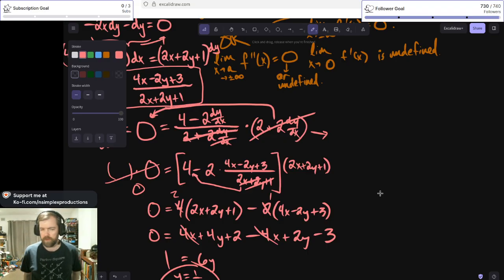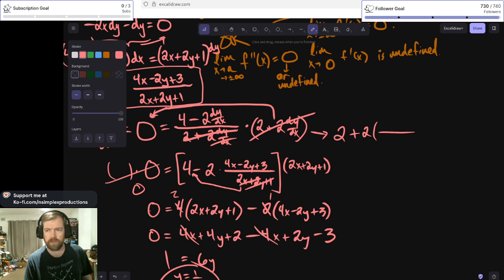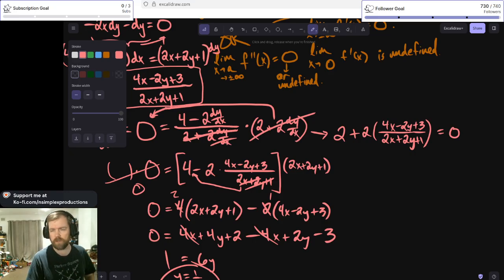Righto. Welcome back, everybody. So we said that the only other real possibility here is if our second derivative is undefined, it should be a vertical asymptote. So we're going to get a 2 plus 2 times, and then that's going to be the fraction from above. Or no, yeah, it is equal to 0.